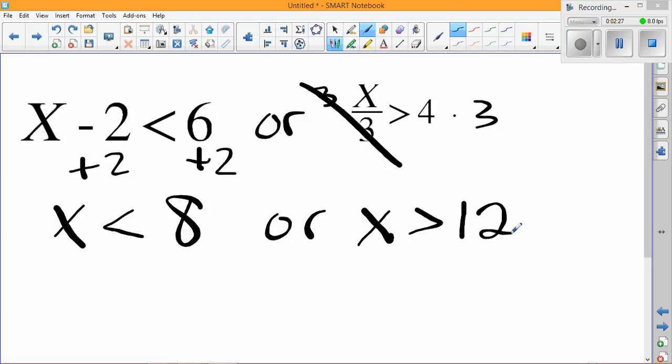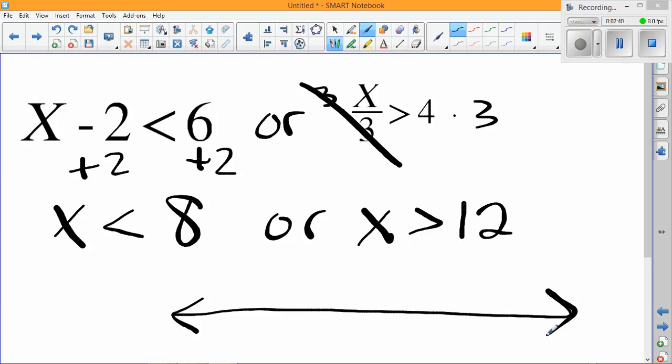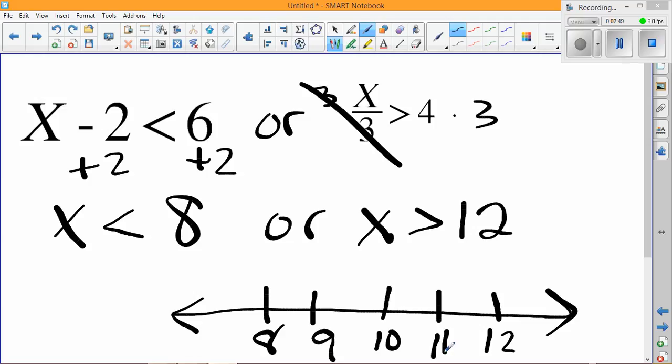Now the nice thing with ors is that they include everything. So it's either or. It could be that it's less than 8 or it could be that it's greater than 12. So if I were to draw a number line, I want to make sure I include 8, make sure I can include 12, and then let's include the numbers in between. And then we have to decide, do I want an open circle or do I want a closed circle? Closed circle means that it includes the number. An open circle means it does not.